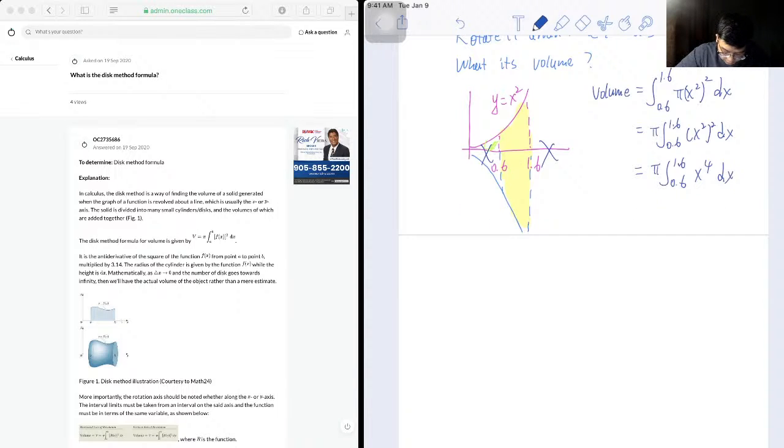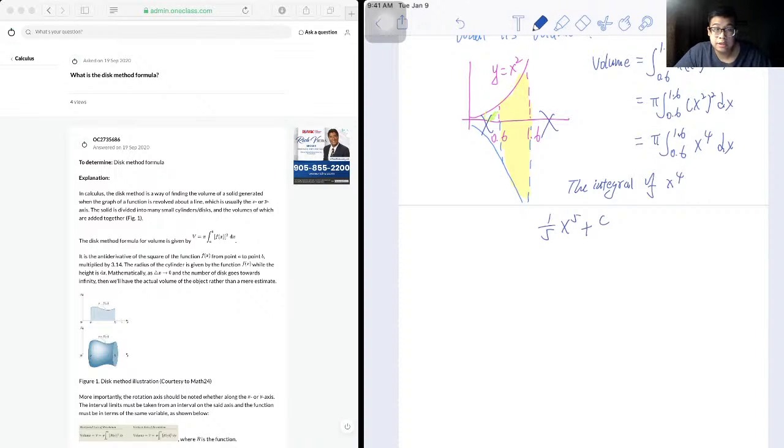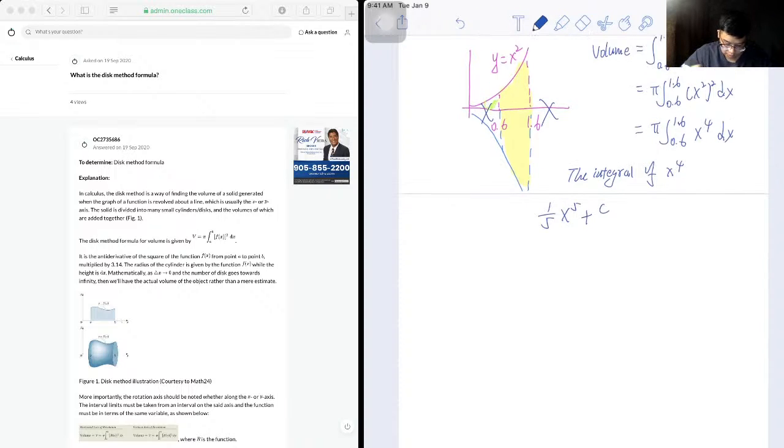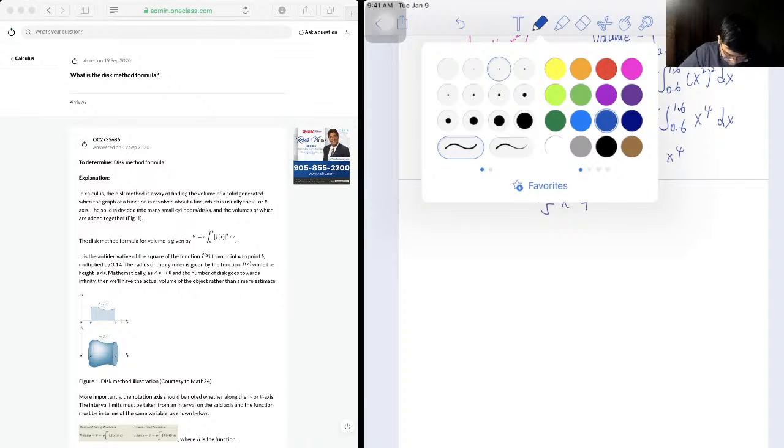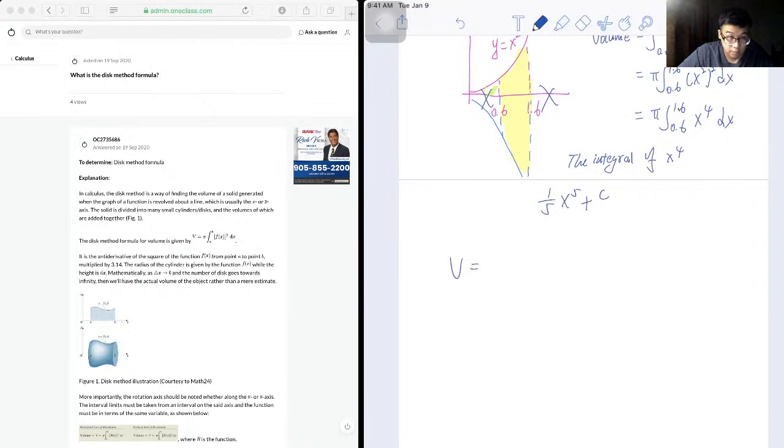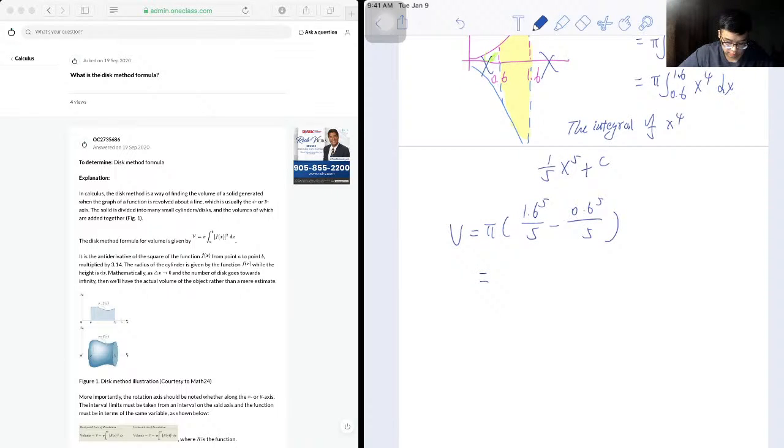And the integral of x to the 4 is 1 over 5 x to the exponent of 5 plus c, and between 0.6 and 1.6. So we got pi times that, and we'll get roughly 6.6 as our answer.